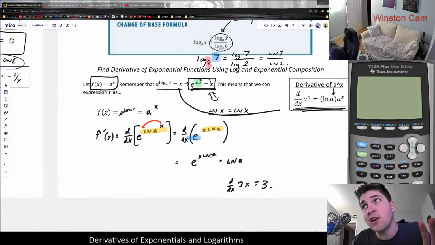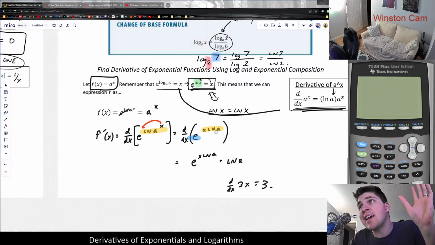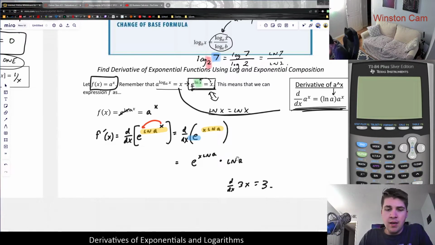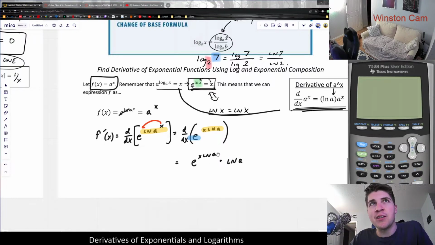It's the natural log of the base. Whatever the base is, a is not a variable. We're treating this as just a number that we know. But anyways, I don't need the product rule to find the derivative of that, because the derivative of x is just 1, and ln a is just a constant. But essentially, what we'd end up with is e raised to the x ln a times ln a as our derivative.